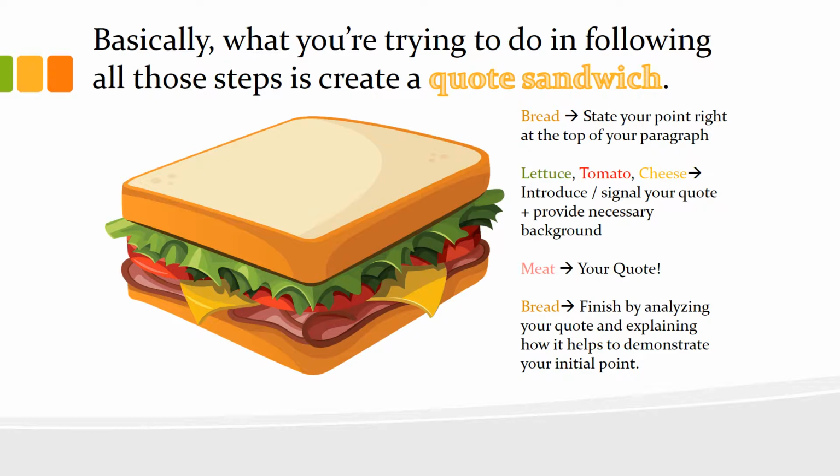The top slice of bread is where you state your point right at the start of the paragraph. Now, technically, a sandwich could consist of just meat and bread, but a really good sandwich also includes other things like lettuce, tomato, and cheese on top of that meat. Think of these toppings as where you introduce or signal your quote and provide necessary background. Now, without the bread on the bottom of your sandwich, you just have a stack of ingredients, so you don't want to forget to finish making your sandwich with that final slice of bread. That final slice of bread is where you analyze your quote and explain how it helps to demonstrate your initial point.